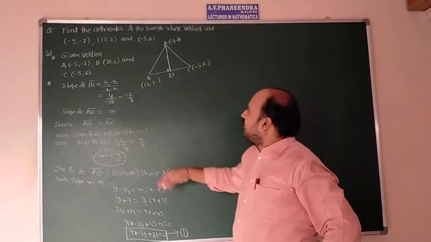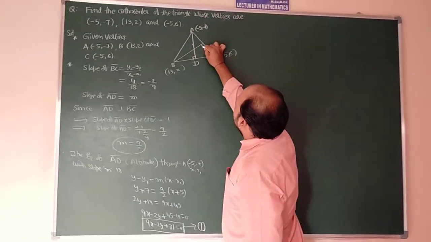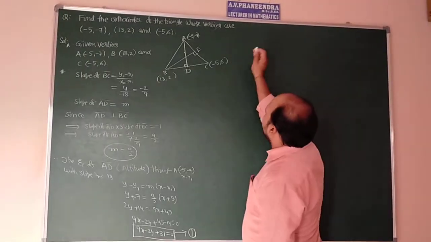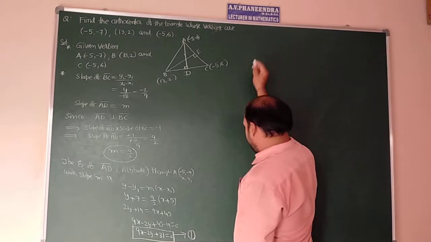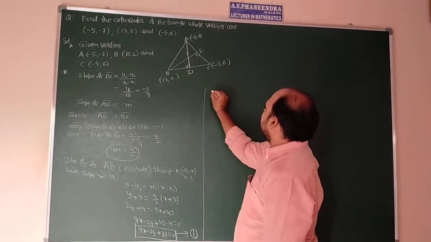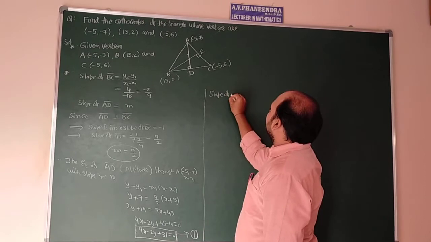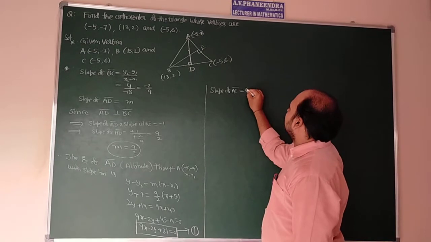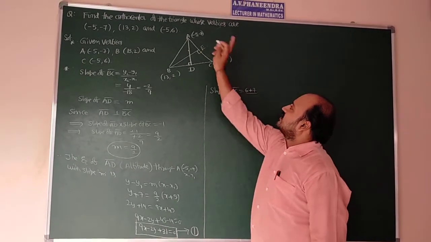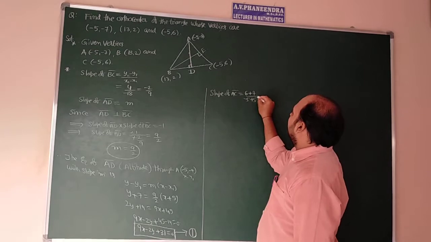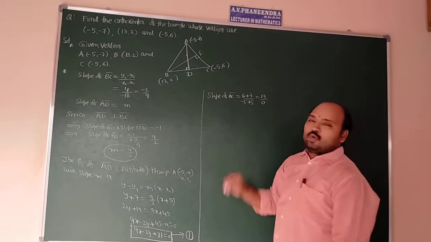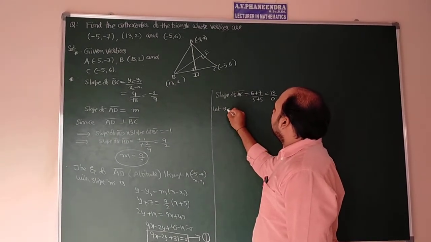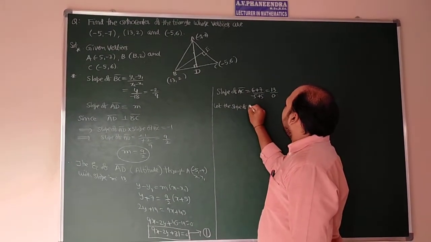Same procedure you have to follow for that BE altitude. This is BE. To calculate the BE slope, we need to calculate first the slope of AC. Slope of AC is equal to, directly I am applying the formula, 6 minus of minus 7, 6 plus 7, y2 minus y1 by x2 minus x1, -5 minus of minus 5. So 13 by 0. Don't write it as infinity, leave it like this. Let the slope of BE be equal to m.